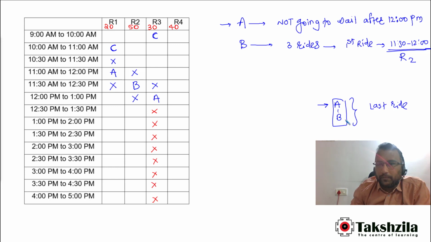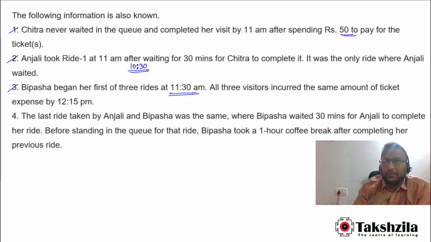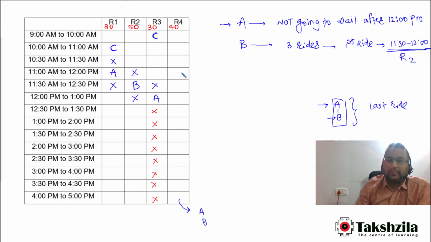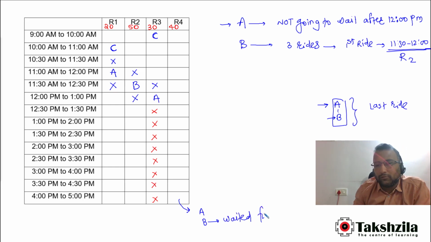Can this be ride 2? Ride 2, A and B already took ride 2 before. Can that be ride 3? No, that has to be ride 4. So on ride 4, first A is there and then B is there. These are the last ride for A and the last ride for B. Over there B waited for 30 minutes. Then let's mention this arrow in this manner.